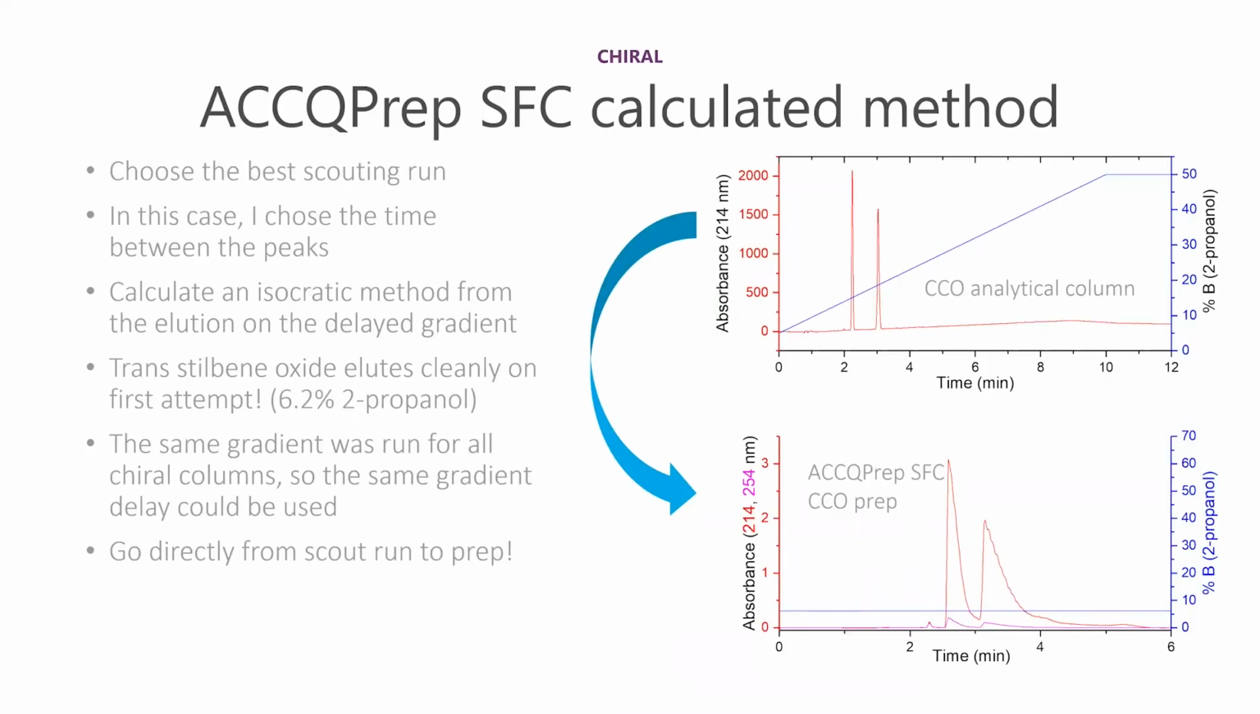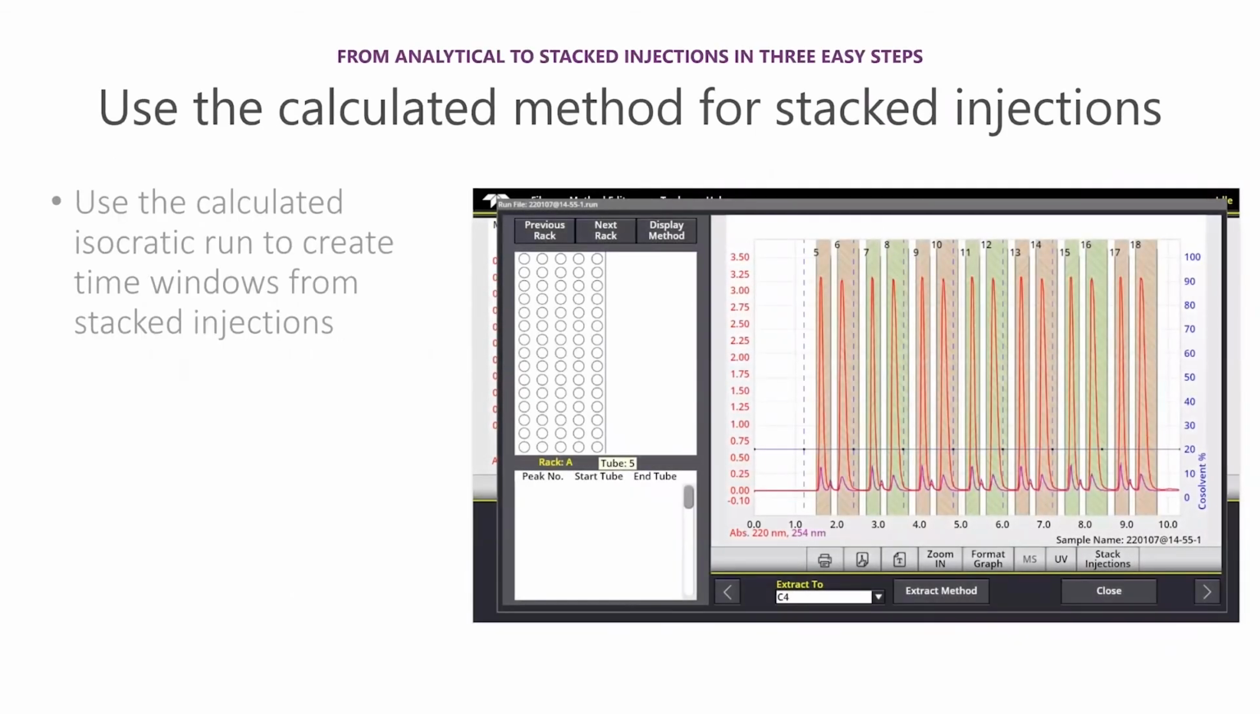Here is another example. Again, the isocratic method was determined from the scouting run on the first attempt. The scouting gradient can be run on the AccuPrep SFC if there are no matching analytical columns, as was done in this. After the isocratic method is created, it is easy to create stacked injections with sample overlays to reduce the number of fraction containers used.